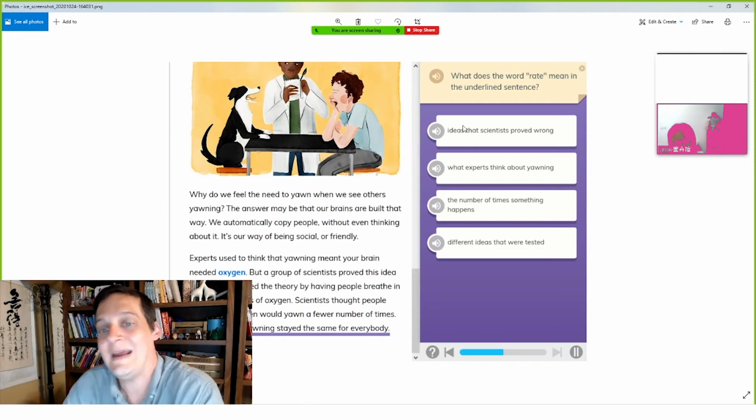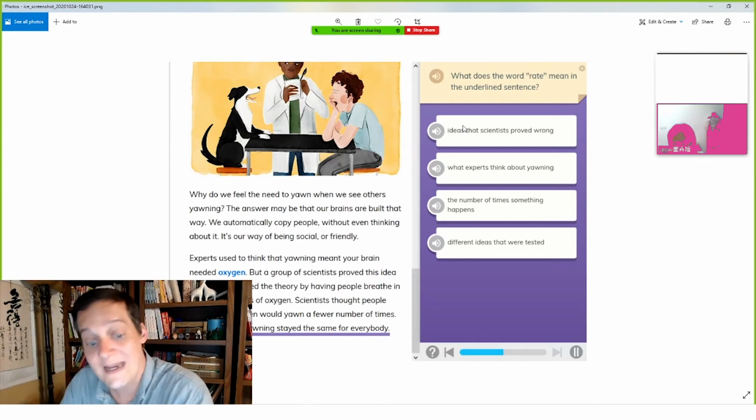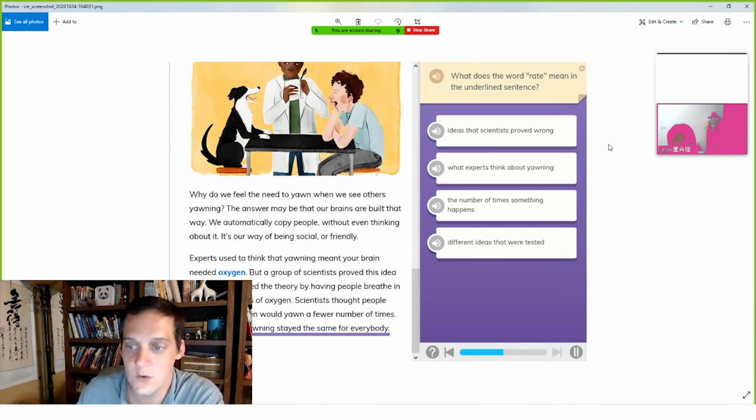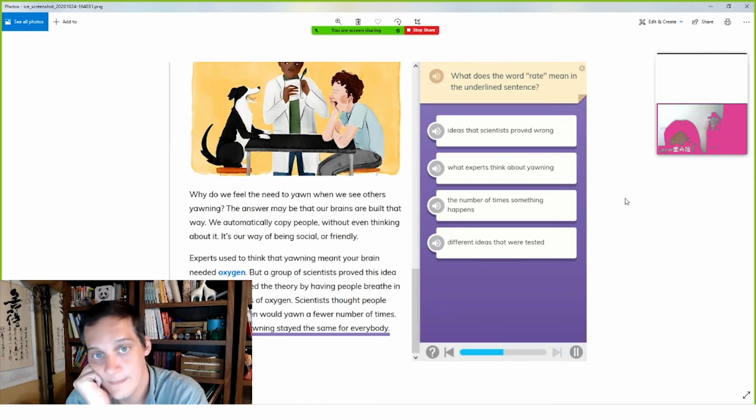What does the word rate mean in the underlined sentence? But the rate of yawning stayed the same for everybody. That person yawned 5 times, that person yawned 5 times, and that person over there also yawned 5 times. The number of times something happens.